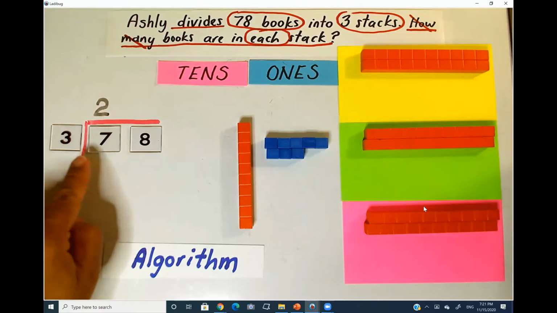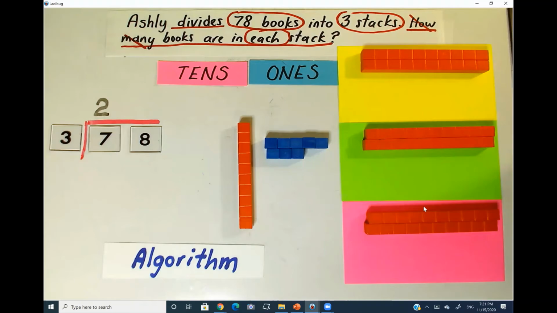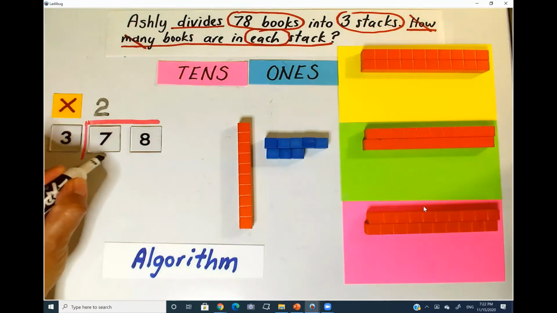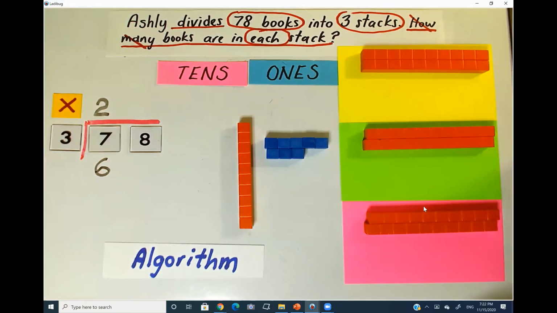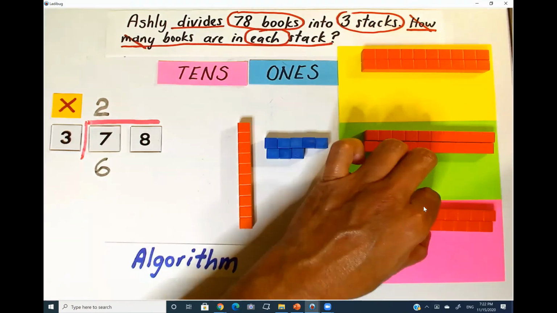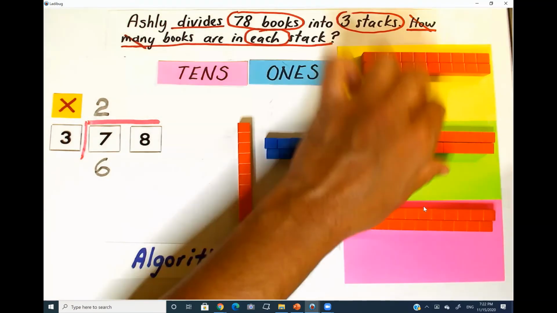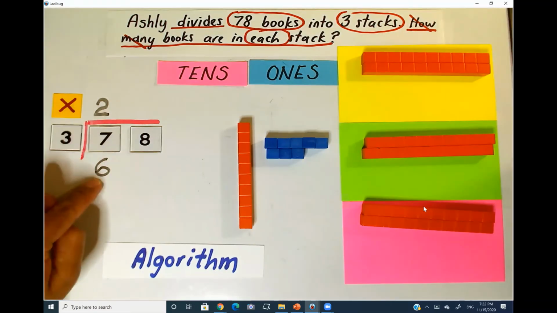Now, I'm going to notice how many I gave in all. I'm going to put the multiplication symbol just to remind me that I can use multiplication to check my algorithm. So 3 times 2 is 6. That means I gave 6 tens away in all. I can prove that because I have 3 times 2 tens, 2 tens, and 2 tens, and all together are 2, 4, and 6 tens. So out of the 7 tens, I gave 6 tens away.